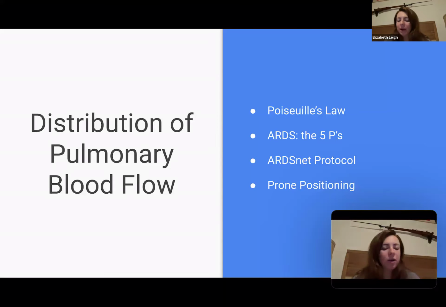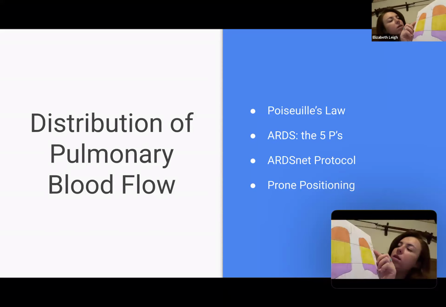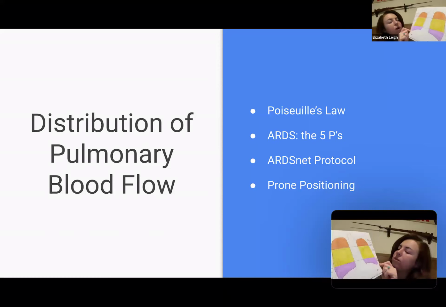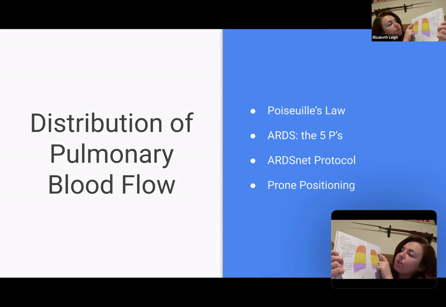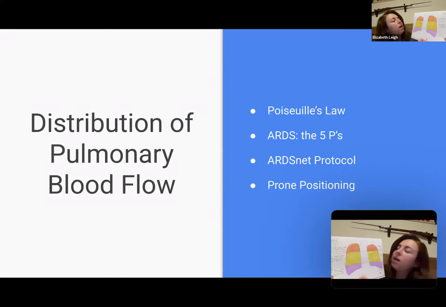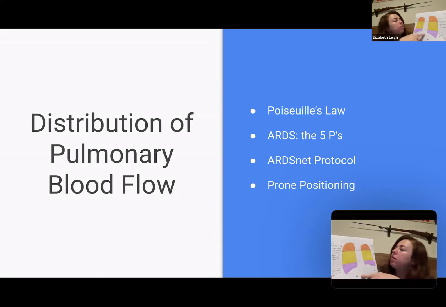When we talk about the different lung zones, don't forget the upper zone, apex, middle zone, and lower zone, base. Once again, in the upper zone, the alveolar pressure is higher than the arterial and the venous pressure, because blood is entering through the middle and going to the bottom, because it's least gravity dependent at the top.